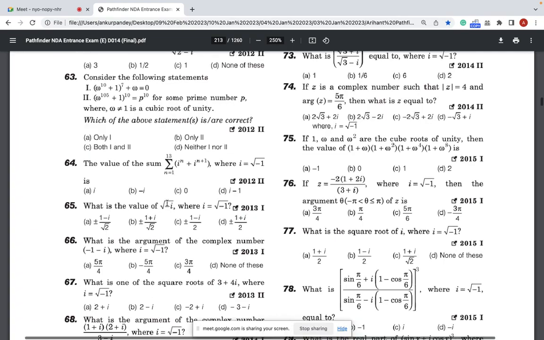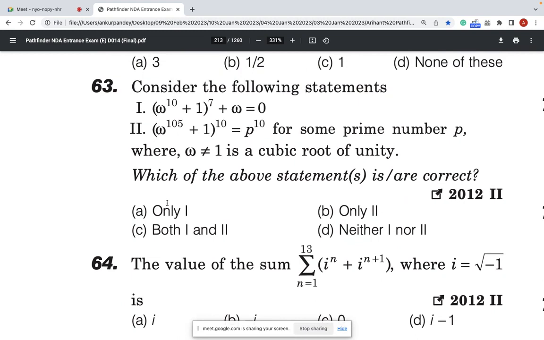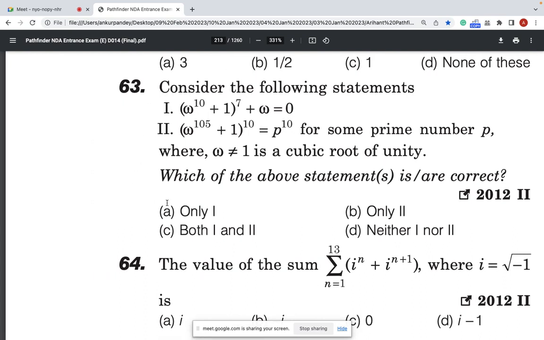Check 63. Take it easy. I will also solve. Don't worry. You try. 63. I will also solve.